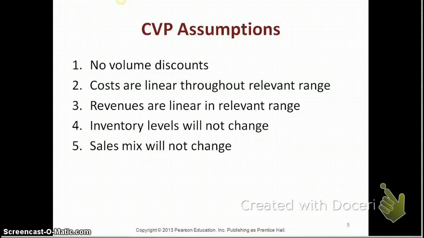When we use CVP analysis, we have to make some assumptions, and these are the 5 assumptions that we make. Assumption number 1 is that we assume we do not offer any volume discounts. We also expect that costs are linear throughout our relevant range. We also expect revenues to be linear in the relevant range. We expect our inventory levels will not change, and neither will the sales mix. And we'll talk about sales mix a little later on.